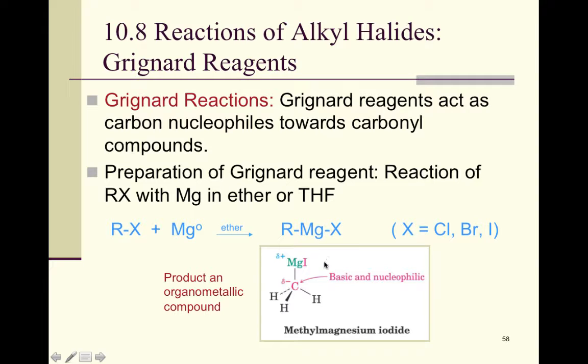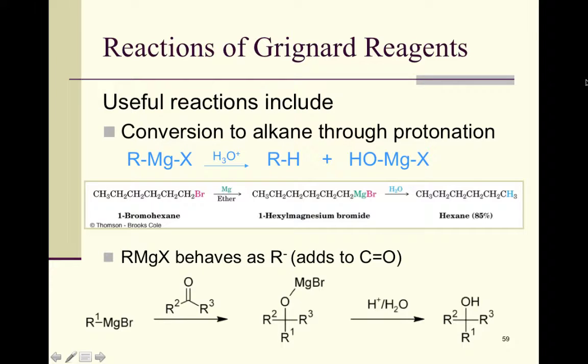Now we can use that to do a whole bunch of reactions. Reactions of Grignard reagents include a conversion from an alkyl halide using the Grignard reagent to an alkane. And this is through protonation. This comes from H3O+. The general reactions here, and this is one from your textbook, I think it's interesting. They used a whole bunch of carbons.